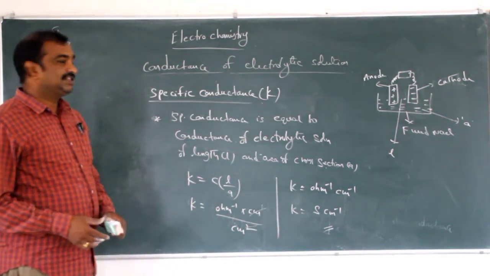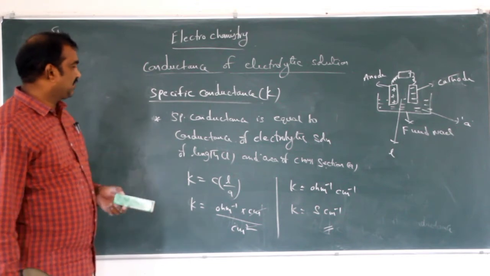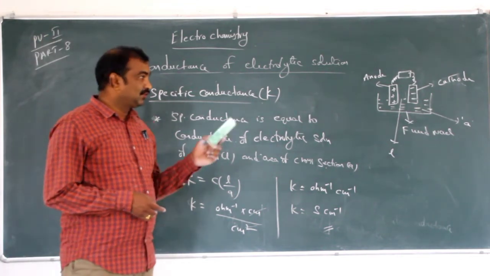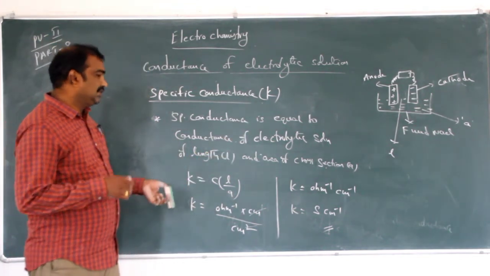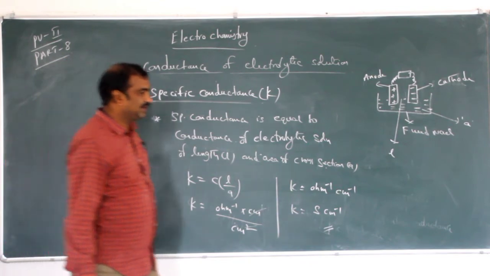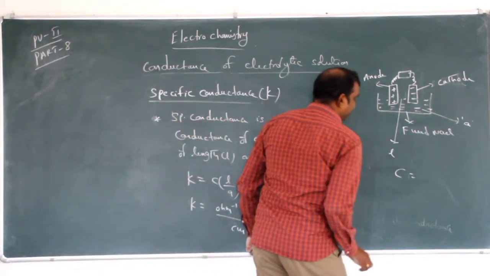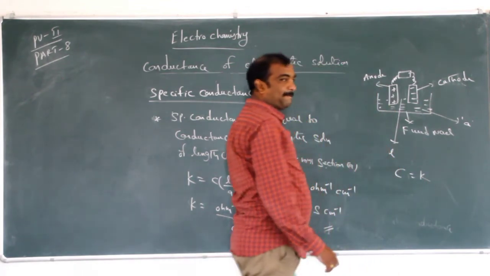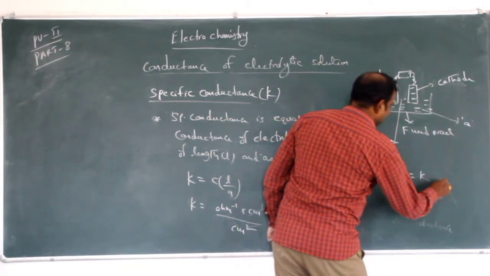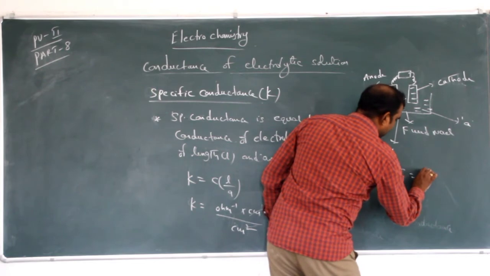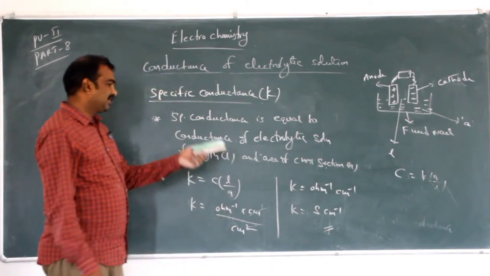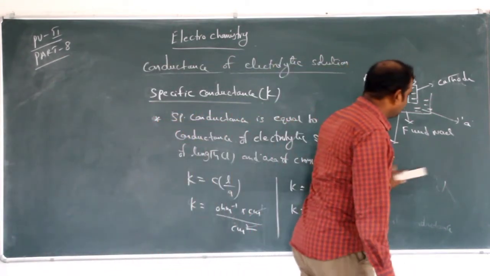Specific conductance is equal to the conductance of an electrolyte solution having length between two electrodes and area of cross section A. In another way, we can define that conductance is equal to K into A by L. That is only written in reverse here.